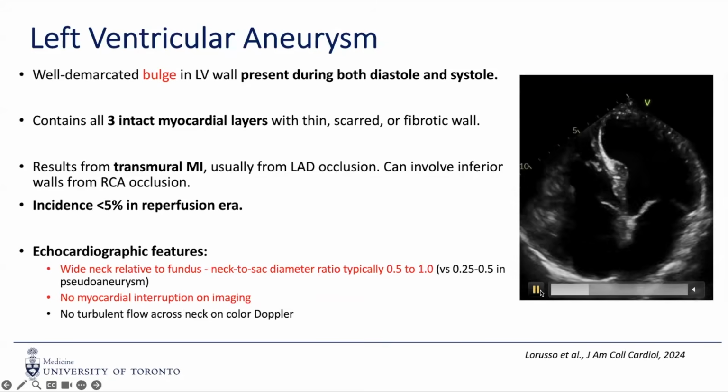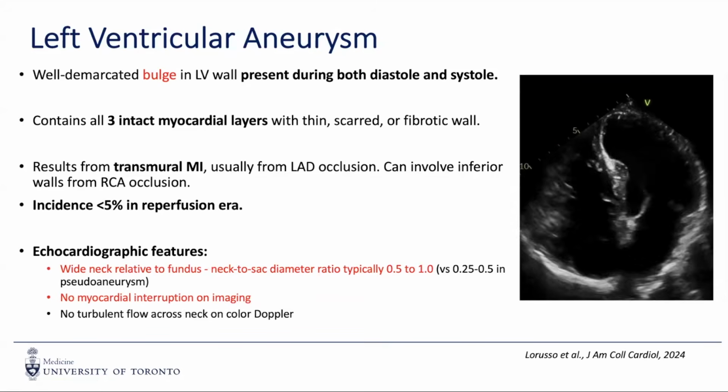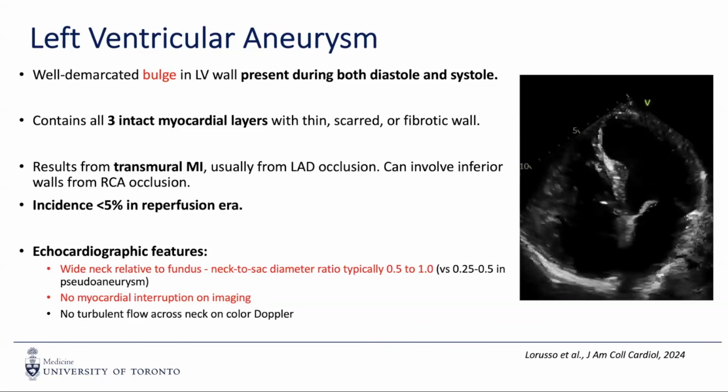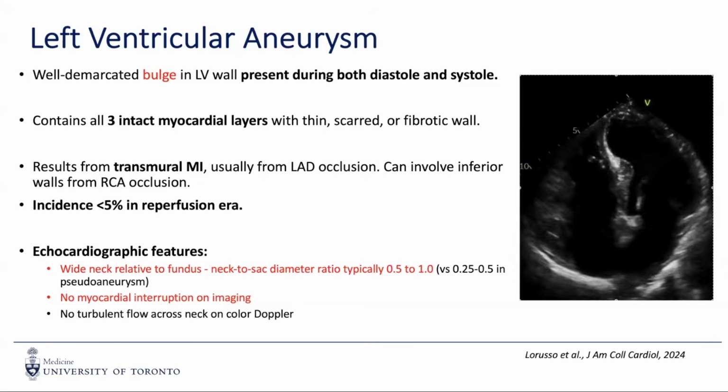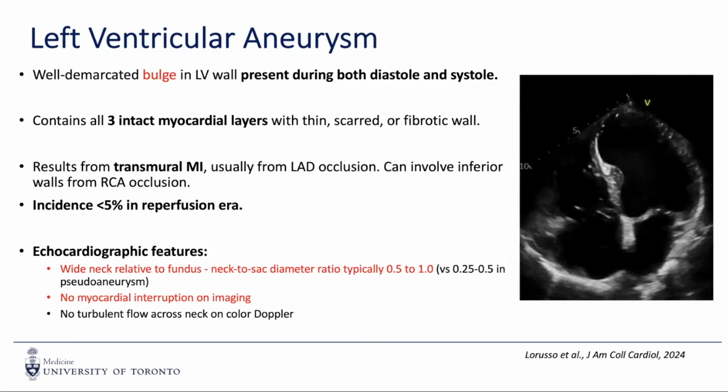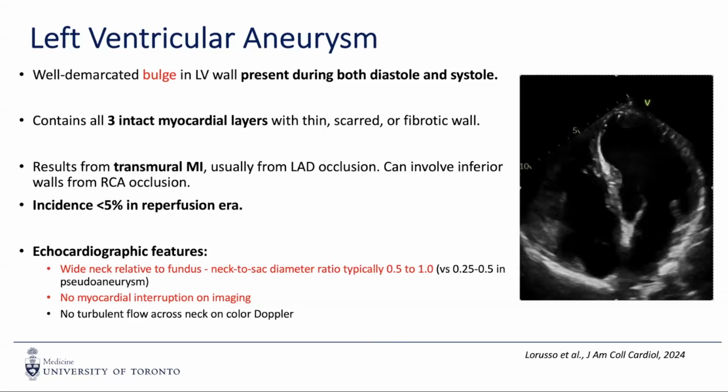And therefore, when you do have an LV aneurysm, what you'll see is a clear bulge near the apex. And the key point about it is that it'll be moving in both diastole and systole. The other thing is that you can appreciate how the neck is quite wide relative to the fundus, with a big neck to sac diameter. And this is, again, quite key with LV aneurysms.